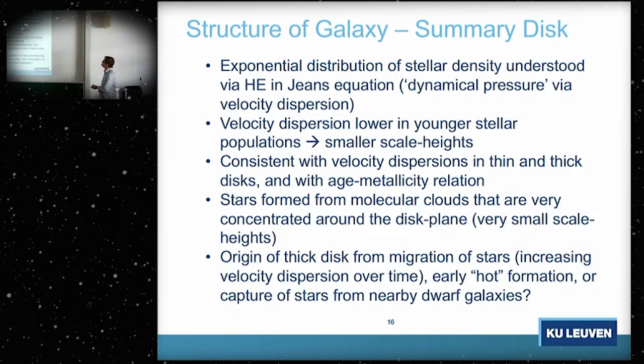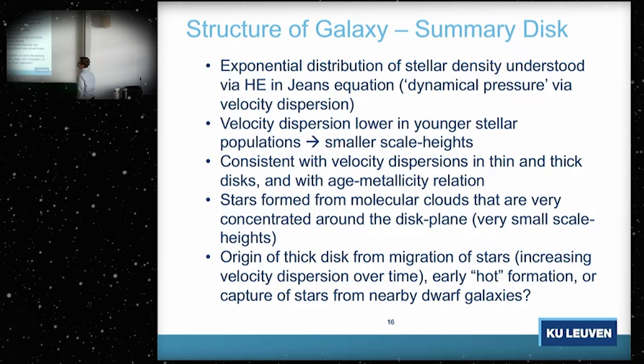All right, so if we summarize now the structure of the galaxy, we had an exponential distribution of stellar density. We can understand this via the dynamical pressure, velocity dispersion, analogous to temperature in the gas dynamics. So when you read literature on this, you often hear about hot disks and cool disks, and hopefully this terminology is now clear. Velocity dispersion is lower in younger stellar populations. They have smaller scale height. We have a thin and a thick disk. We have an age-metallicity relation.